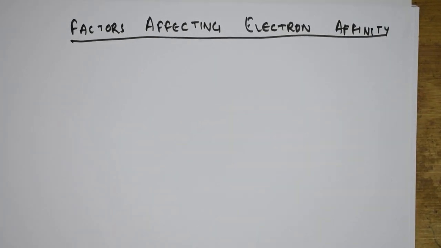So we've already seen the definition of electron affinity in the previous video, students. Welcome back. Today we'll be almost completing the chapter, I think. Yes. So today let us see the factors affecting electron affinity. It is also called electron gain enthalpy, isn't it?